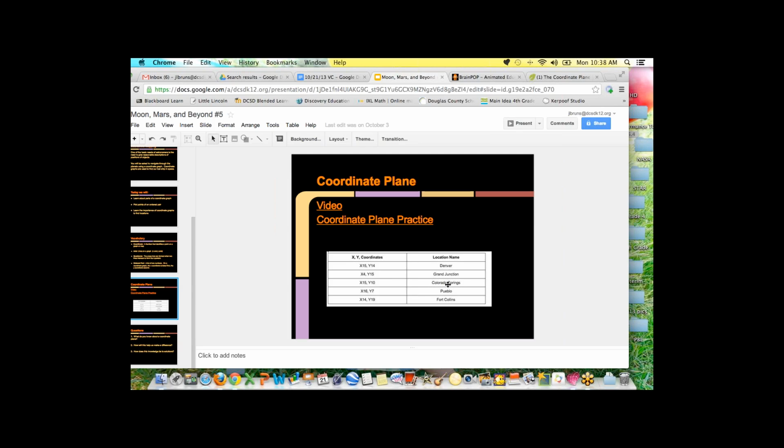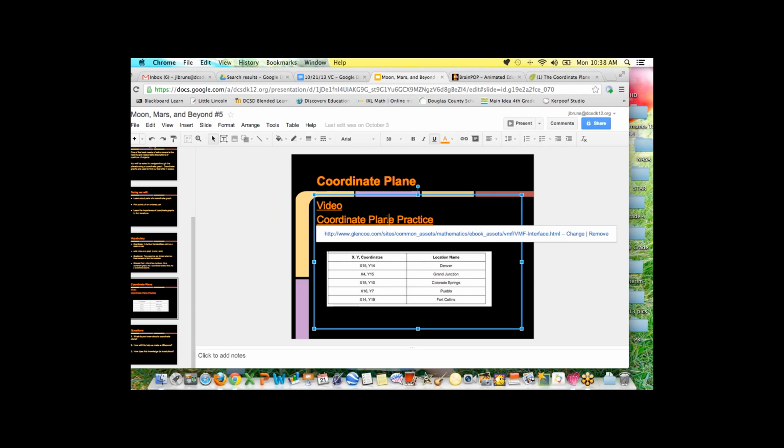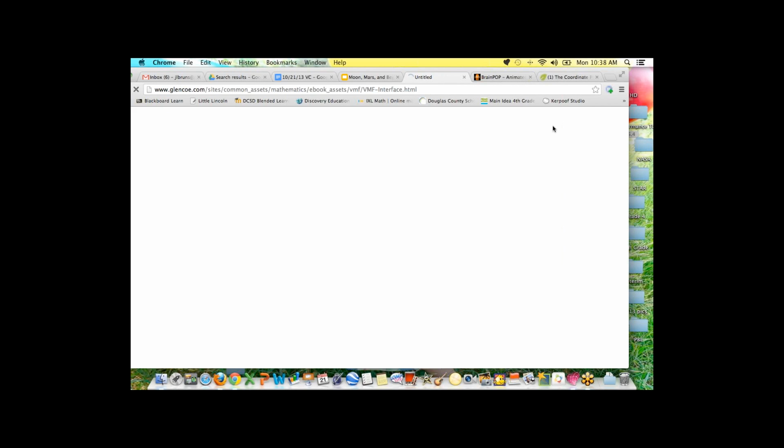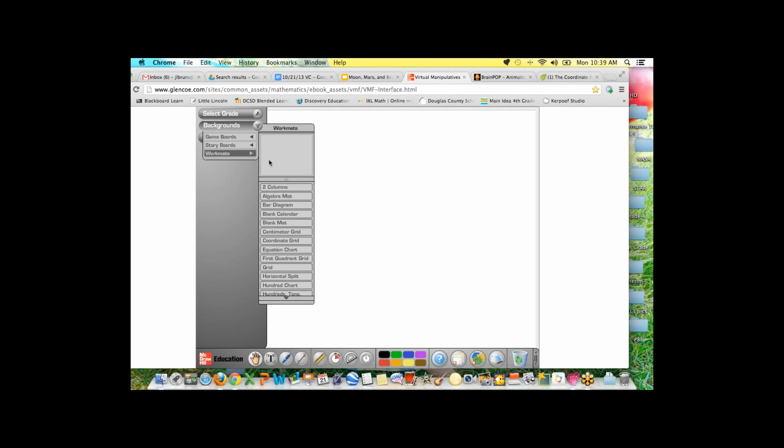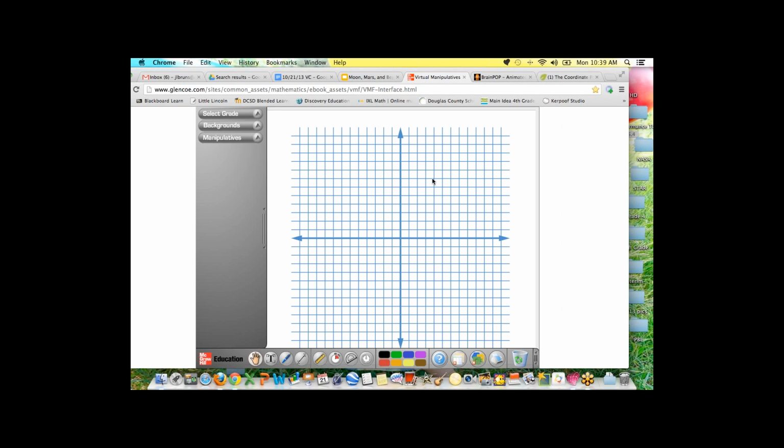Then C, 4. Okay, and that's actually all that we really need to see of that particular video. So most of us are saying that, yeah, it's looking pretty easy. And actually in our Moon, Mars, and Beyond, it's going to be even easier than that. So I'm going to actually do a little practice with you. We're going to get a coordinate graph and map these different points: Denver, Grand Junction, Colorado Springs, Pueblo, and Fort Collins. And we're going to graph them using the X and Y coordinates, okay?